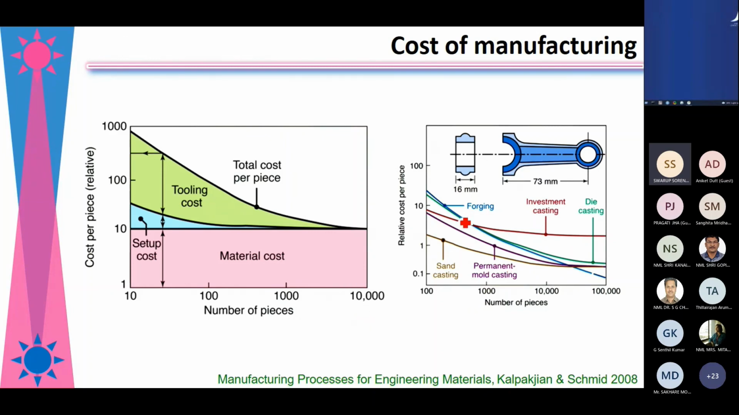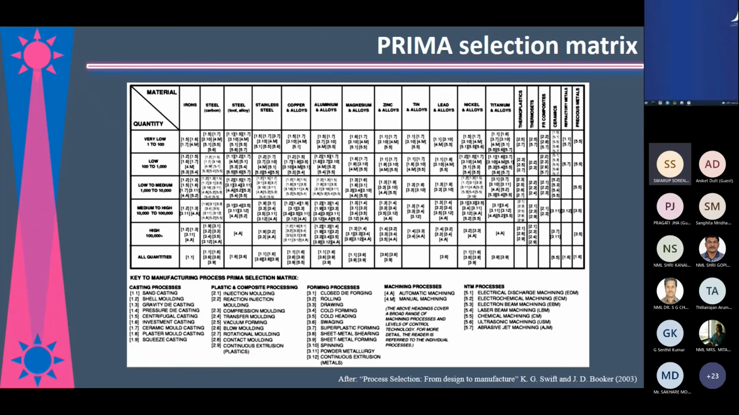An example is making a connecting rod. If you see, there are different processes: investment casting is very costly, then die casting, then sand casting. But forging is initially very costly for producing a very small number of pieces, but it is very cheap if you are going to produce a large number of pieces. So we do have process maps like this here, just to make it more visible.